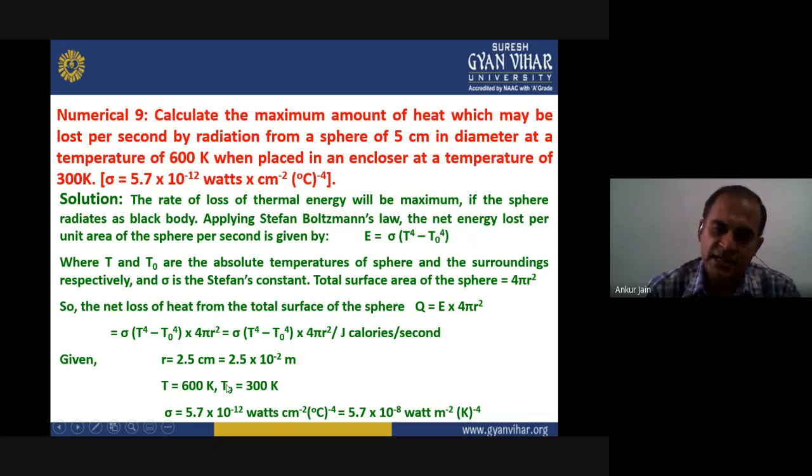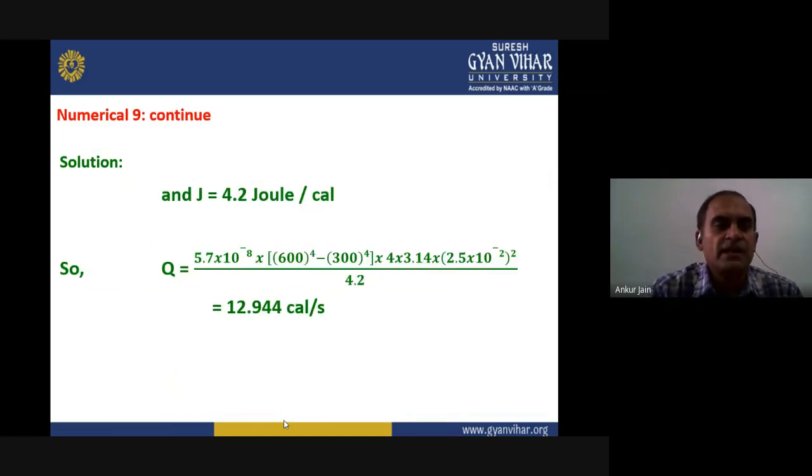T equals 600 Kelvin, T naught equals 300 Kelvin, and sigma equals 5.7 into 10 to the power minus 12 watts per meter per centimeter square per centimeter to the power 4. And if we convert it into the metric unit, it will become 5.7 into 10 to the power minus 8 watt per meter square per Kelvin to the power 4.